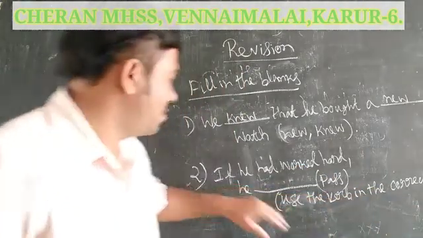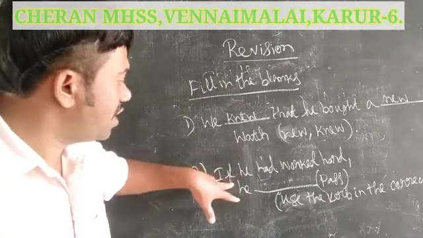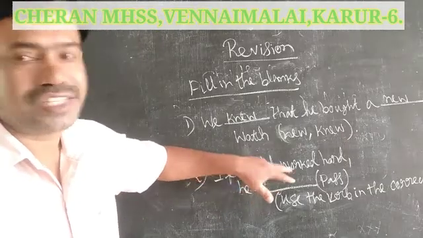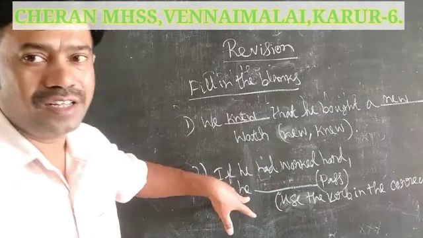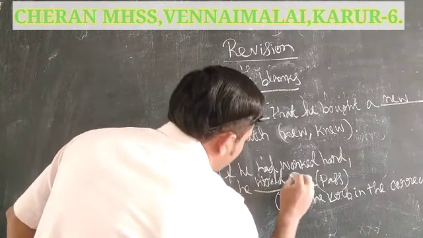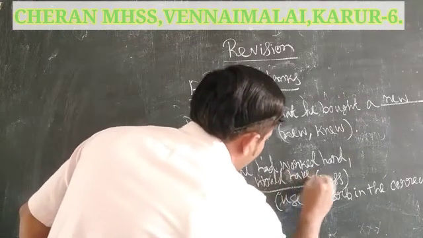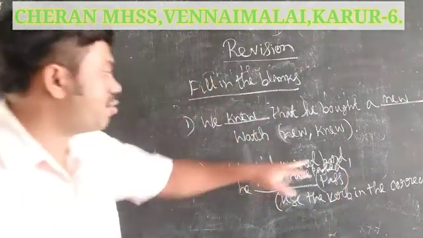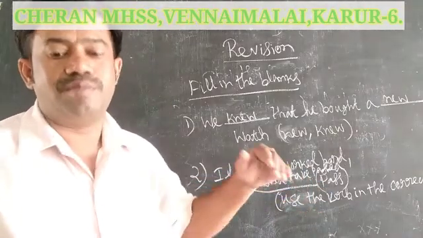This is a tense form question. Here, if you see, an if clause is given. The if clause is in the past perfect tense. So the main clause would be: he would have passed. If he had worked hard, he would have passed. Like this, questions will be asked.